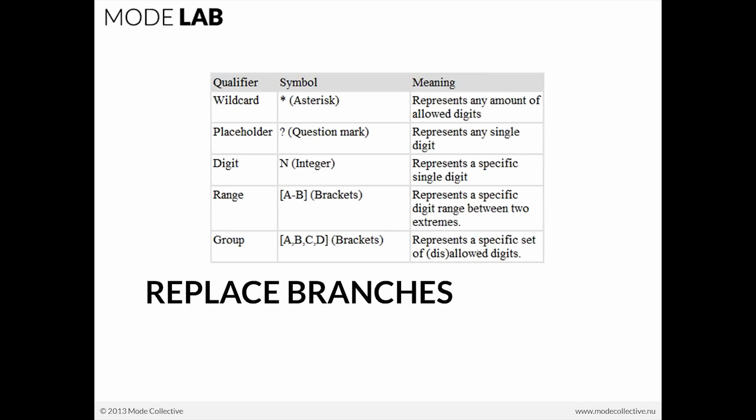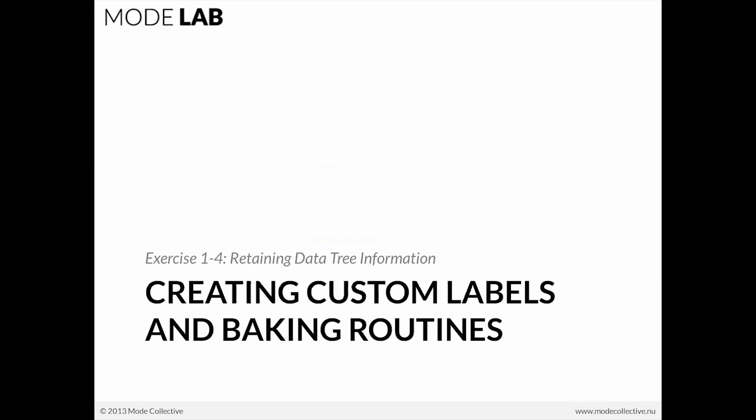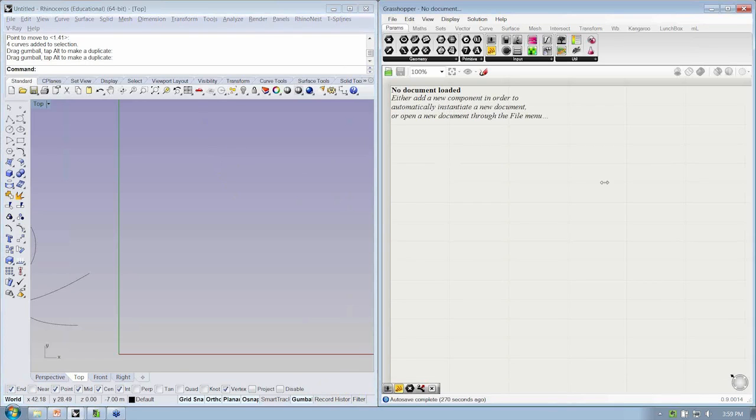So we're going to focus on the basics, but just to let you know that there are some more complex relationships you can define within your replace branches mask. There's a list of these in the help for this object, but asterisk is a wildcard. It's any number of allowed digits. A placeholder is a particular slot that you want to let be anything, but has to be in that slot, etc., etc. All right, so let's go ahead and take a look at the next exercise in Rhino.